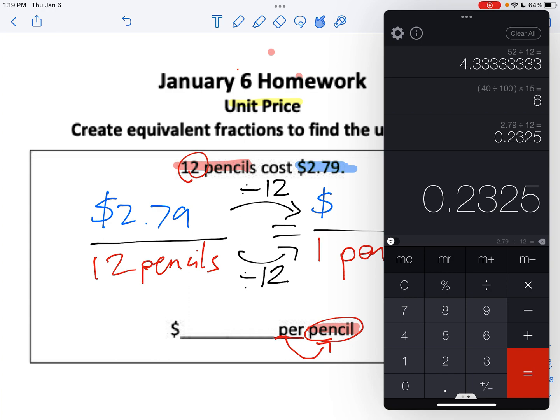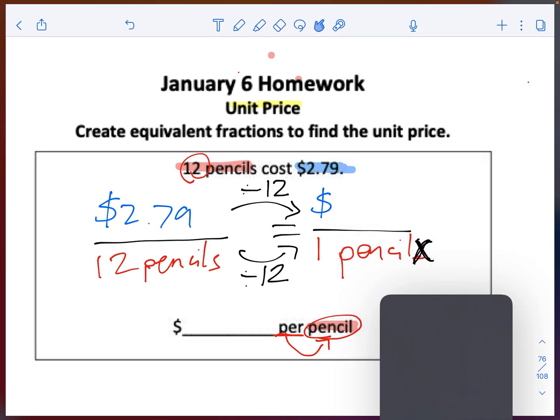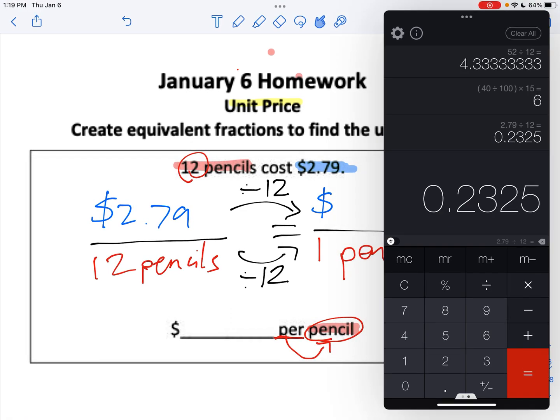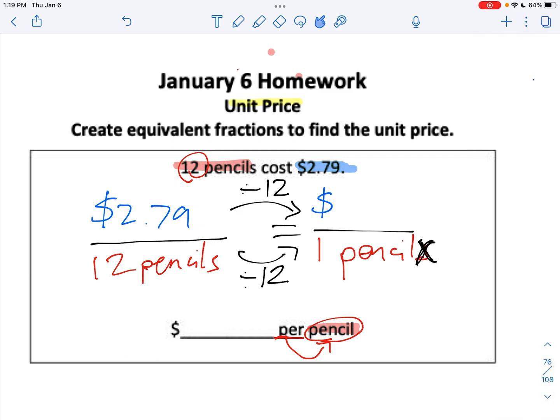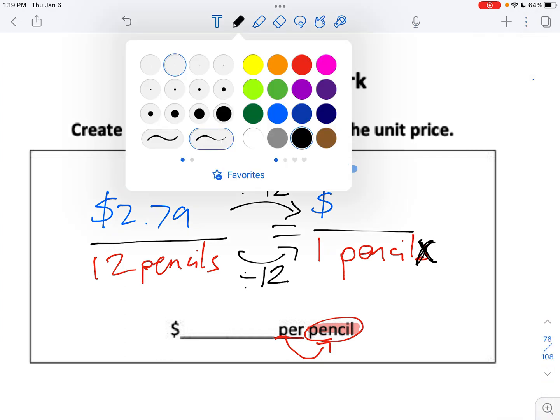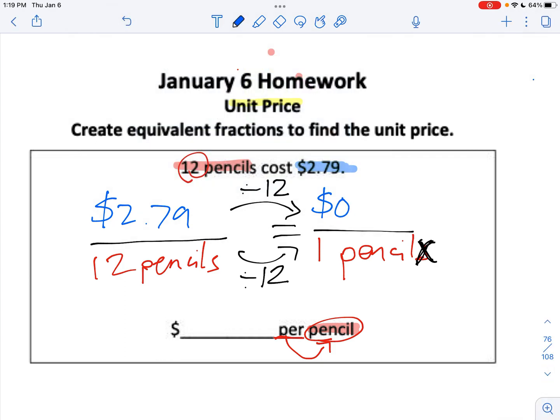we have 0.2325. So that's a lot of stuff. Let's throw this away. There we go. We had what? 0.2325.